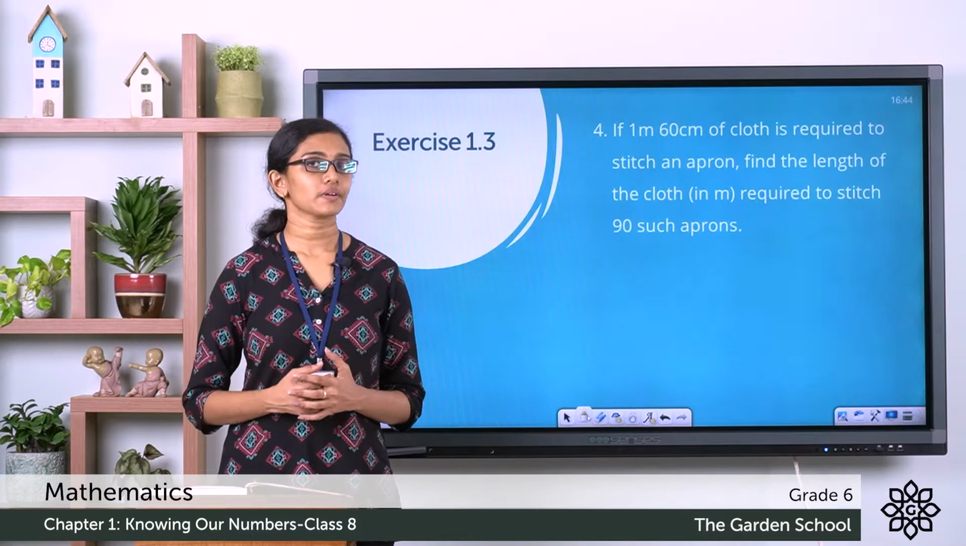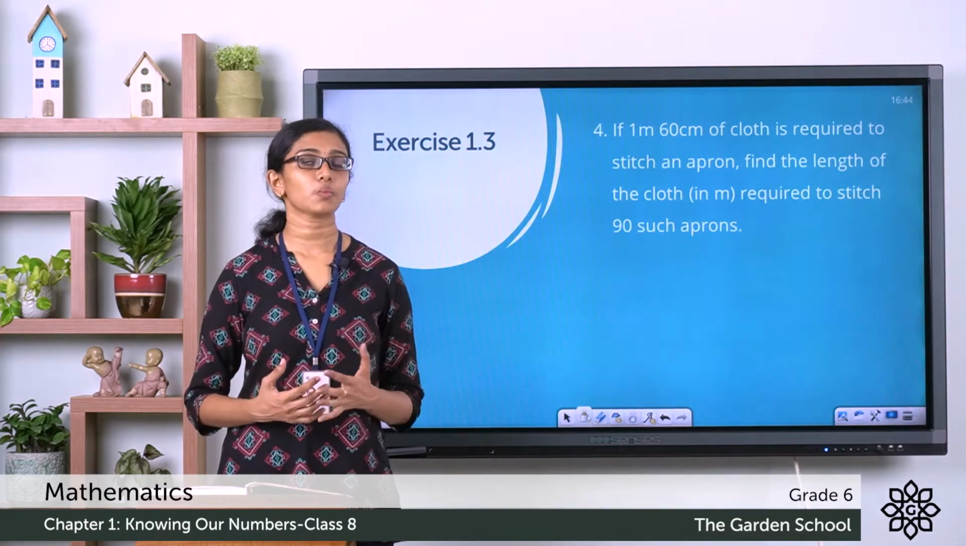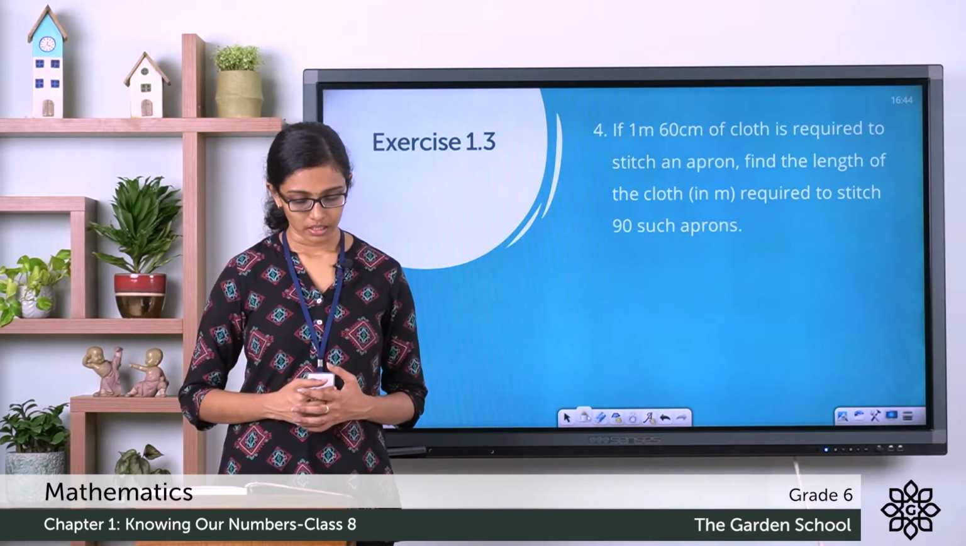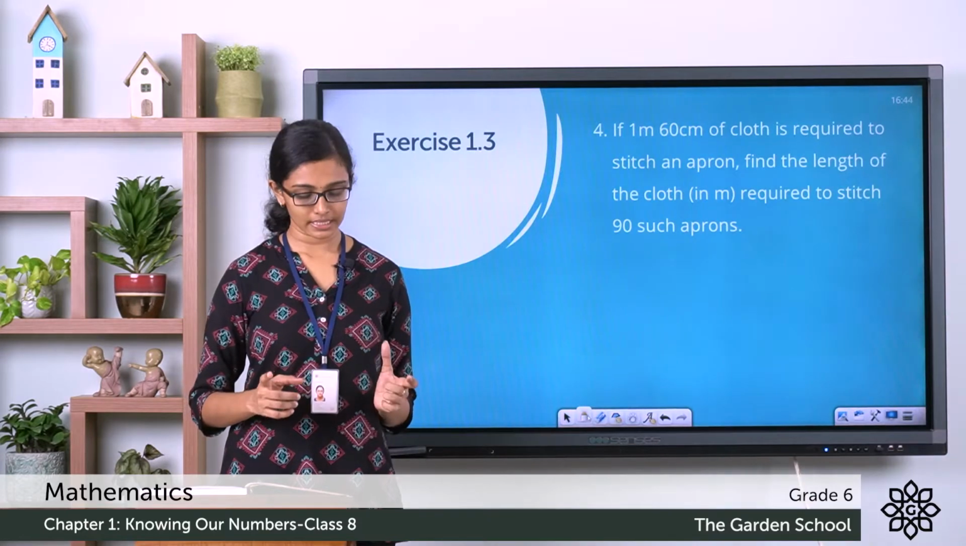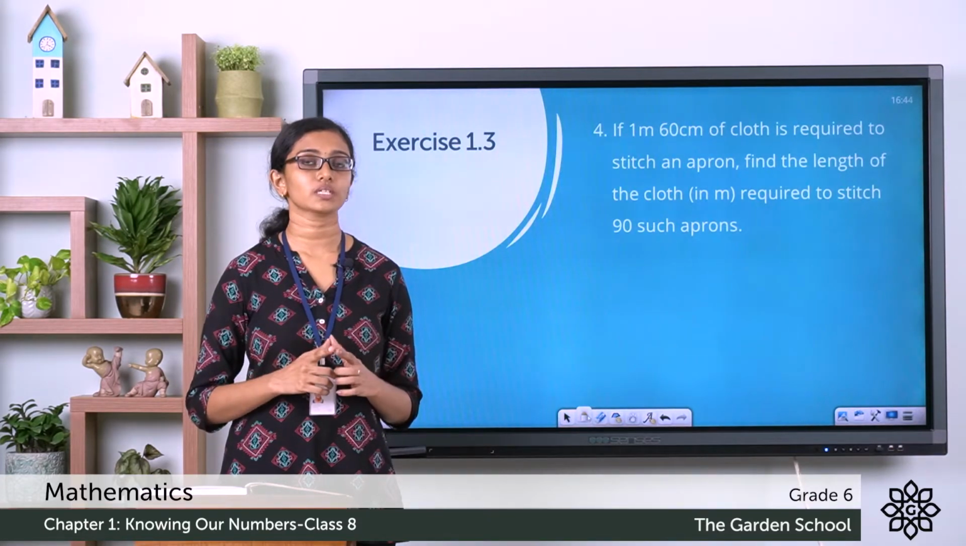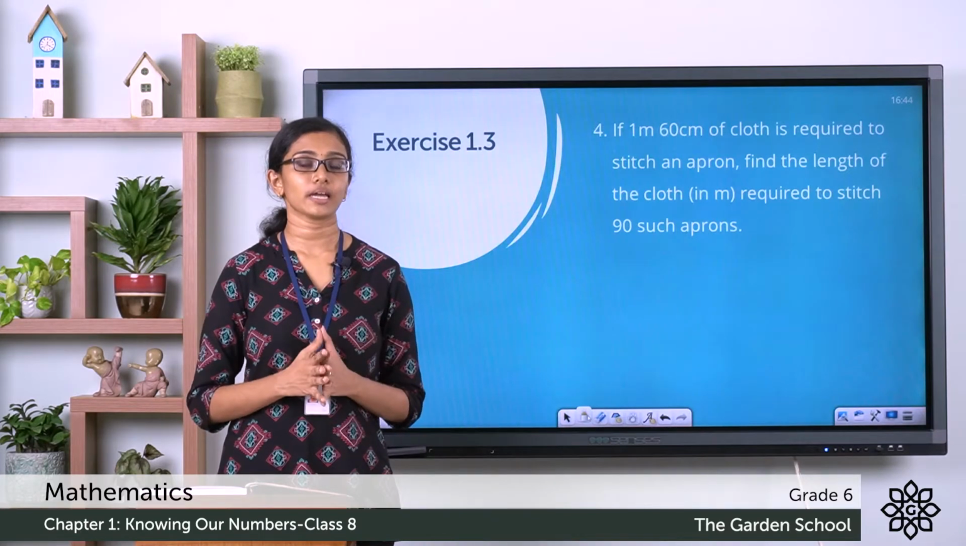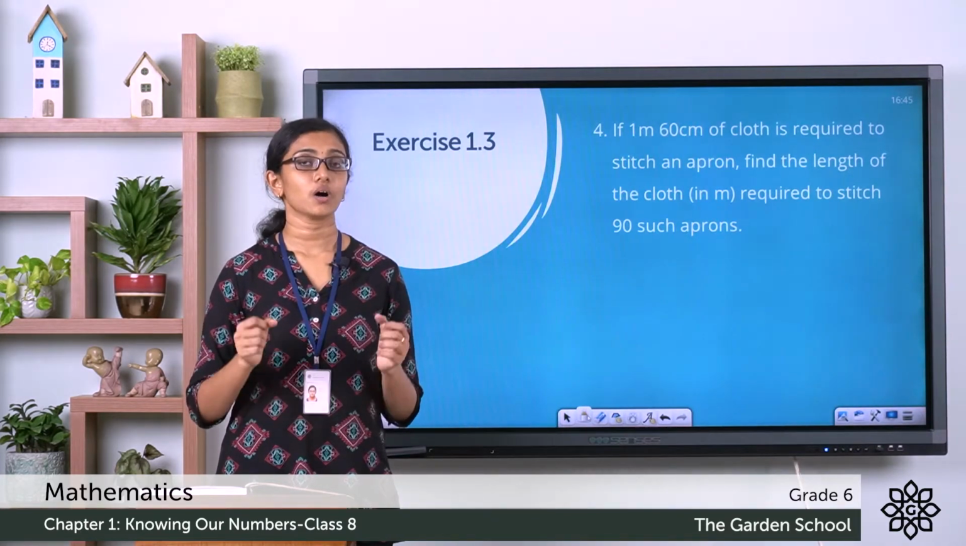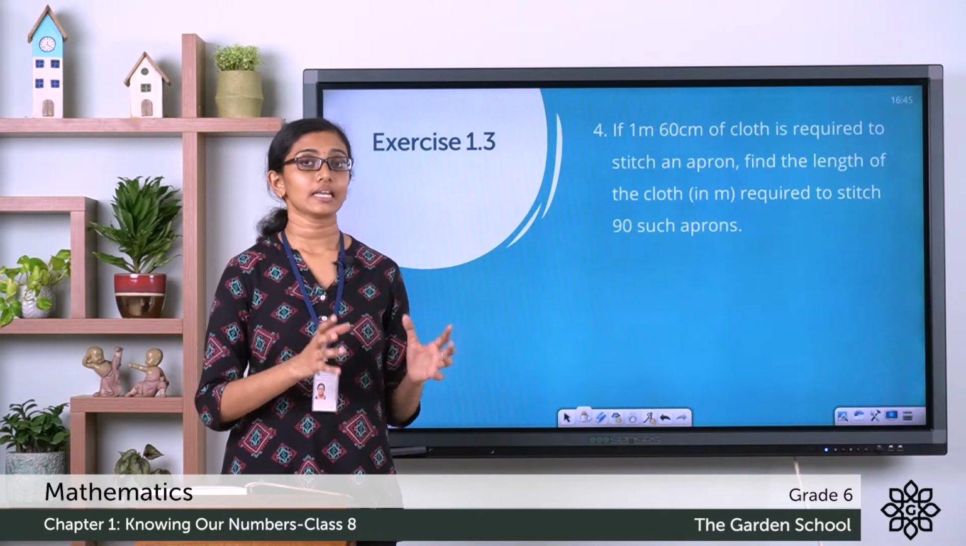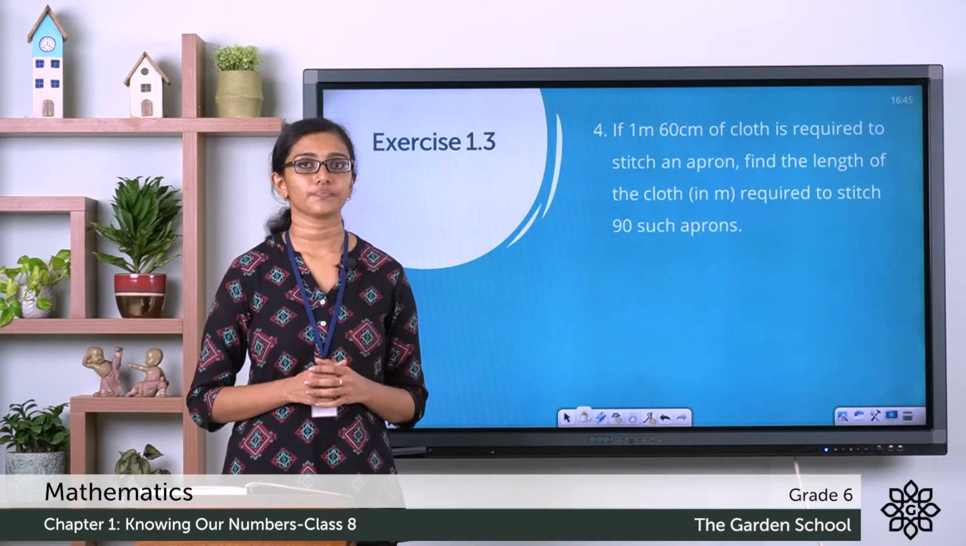So, what did you understand from the question? What we are given and what we are asked to find out? It is given that 1 meter 60 centimeter of cloth is required to make 1 apron. And we are asked to find out the total length of cloth required to make 90 such aprons.